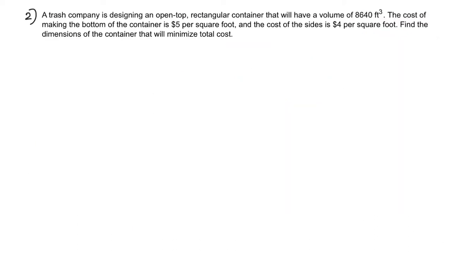Let's do an application problem. A trash company is designing an open top rectangular container that will have a volume of 8640 cubic feet. The cost of making the bottom of the container is $5 per square foot and the cost of the sides is $4 per square foot. Find the dimensions of the container that will minimize the total cost. So if you see minimize the total cost, we know that we need to optimize or minimize the cost function. So we need to come up with a cost function.